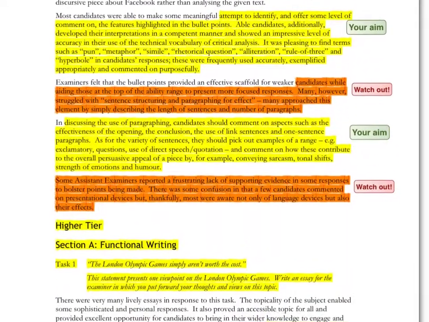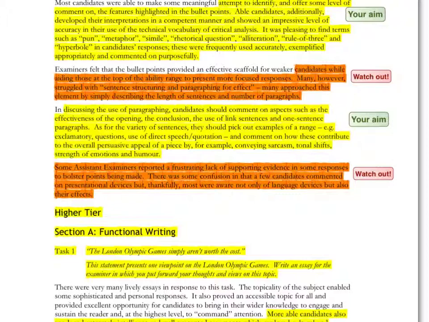So in this one, what they highlighted as being good, able candidates developed their interpretations in a competent manner and an impressive level of accuracy in their use of technical vocabulary of critical analysis. What does that mean, you might ask? Well, they have your explanation here. They wanted to see you using terms such as pun that was in the title, metaphor, simile, rhetorical question, alliteration, rule of three, hyperbole, all of those, that you are giving examples of those, but more importantly, you are explaining the impact that that has on the audience, and you're referring back to the bullet points in the original question.